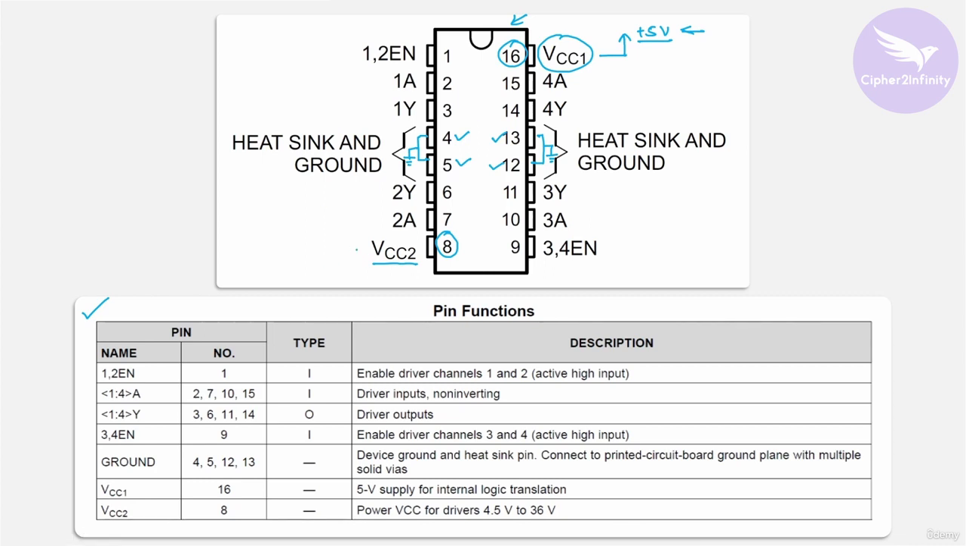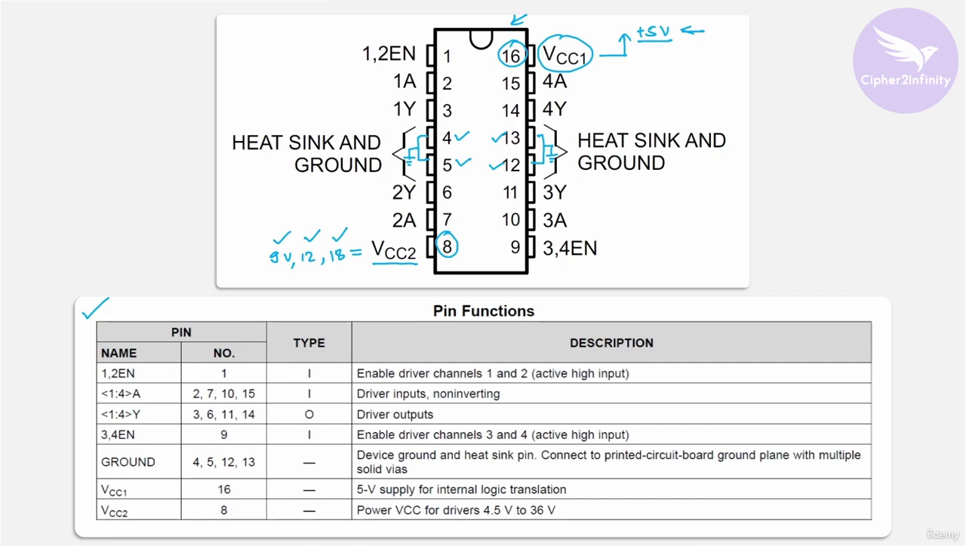So VCC2, whatever voltage you provide on this particular pin, if you provide 9 volt, then the motors that you will connect on this IC will run on 9 volt. If you connect 12 volt, then those motors will run on 12 volt. If you connect 18 volt, then those motors will run on 18 volt. So whatever supply you provide on this pin of this IC, that supply will be used to drive the motors. Okay. So I hope that this point is now clear to you, and the same thing you will get in this pin configuration table.